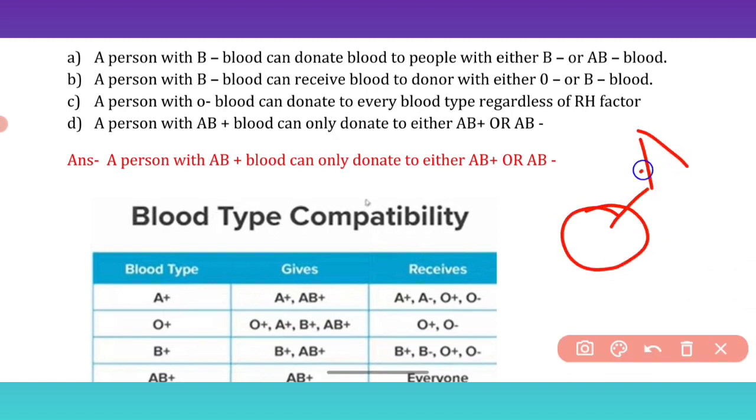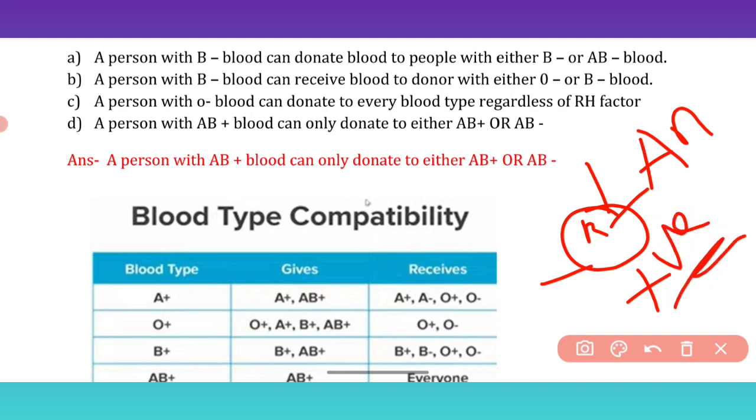RBC is having what? Antigen. Based upon the antigen only we are fixing this person is having A blood group, B blood group. Okay, consider this is the RBC, and the RBC is having two antigens for the positive blood group people. Which blood group people? Positive blood group people.